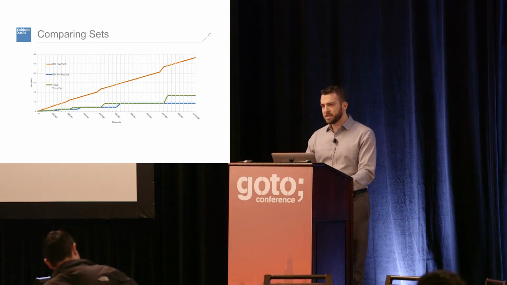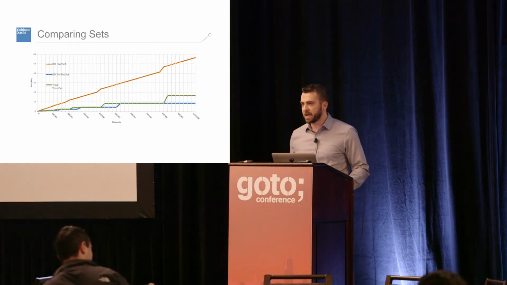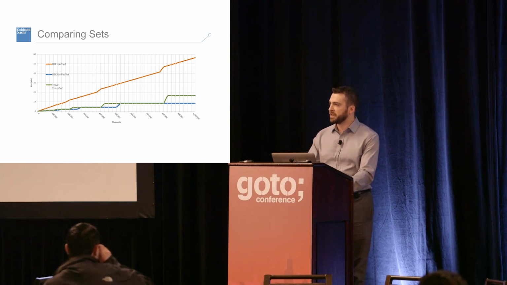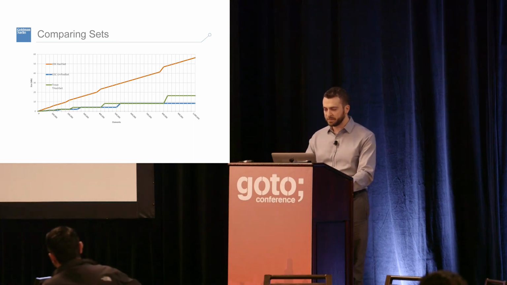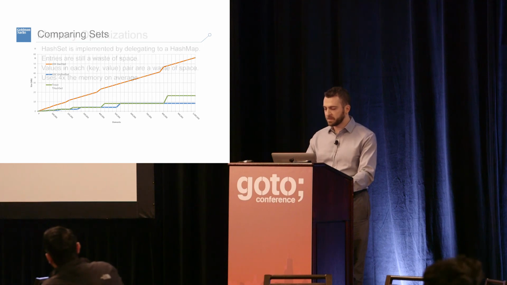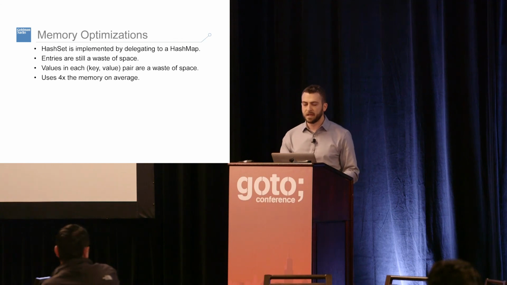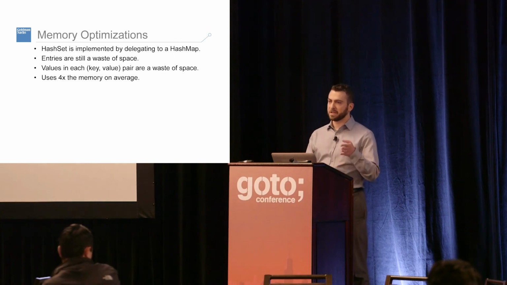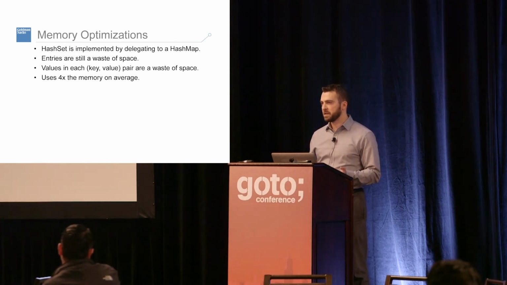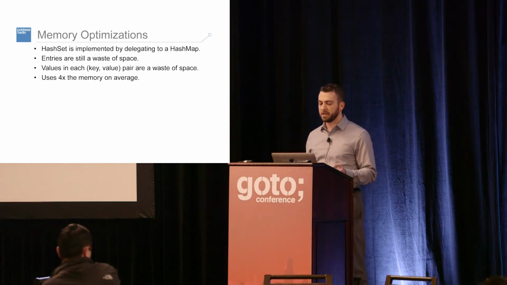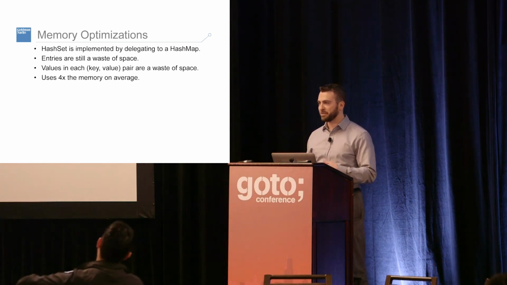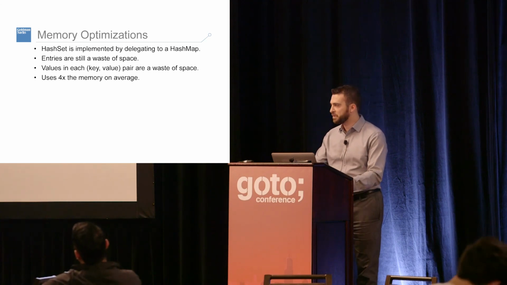The picture for sets is even worse. HashSet uses 4 times the memory that it needs to, on average. The reason is that HashSet is backed by HashMap, which is a good strategy for reducing code, but it's not so efficient. Everything I said about entries still applies. And in addition, within each entry, the key is used and the value is not used. So the values are a pure waste of memory. Multiplying the doubling from both, we get 4 times memory waste on average.